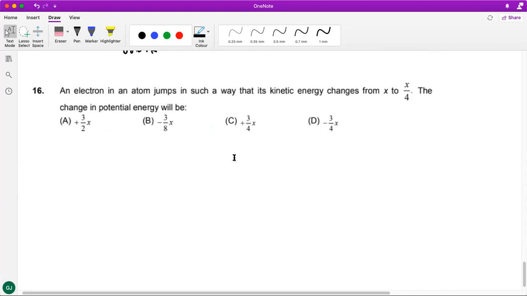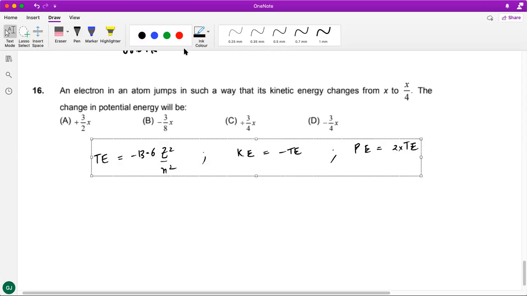Alright, let me know this question's answer, and in this I will rewrite the formulas for you. Total energy was equal to minus 13.6 Z square by n square. Kinetic energy was minus of total energy, and another formula was potential energy is twice of total energy. Right? These are the formulas that I'm going to be using, and based on this give me the answer.